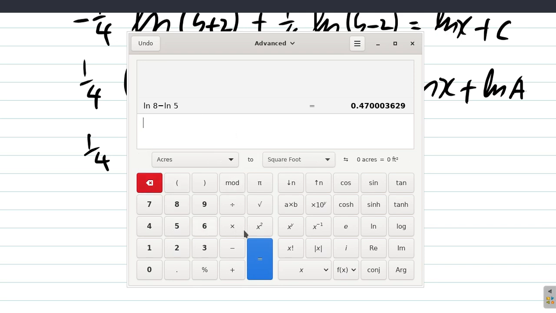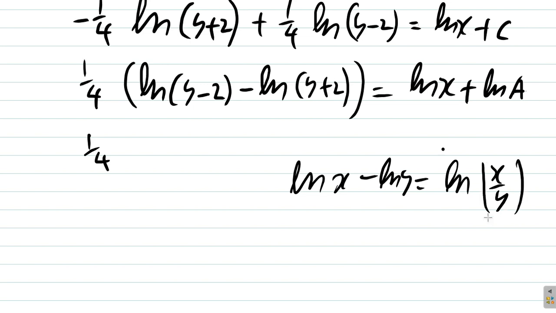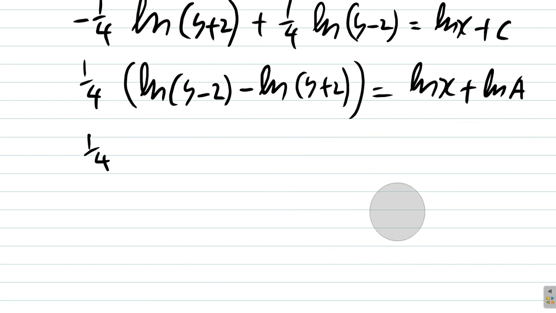Now, suppose we do this: we say ln of 8 over 5. What do we get? Same thing. See that? Because generally, if you have ln x minus ln y, it is equal to ln of x over y. It's divided by y. So remember that rule of logarithms. So ln(y - 2) minus ln(y + 2) is equal to ln of (y - 2) over (y + 2).